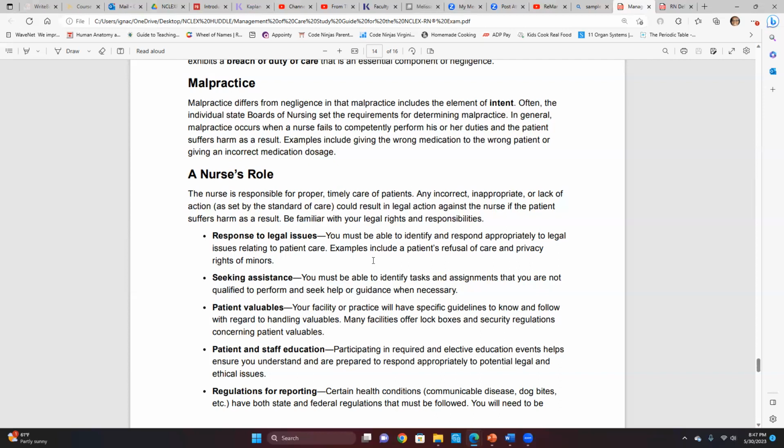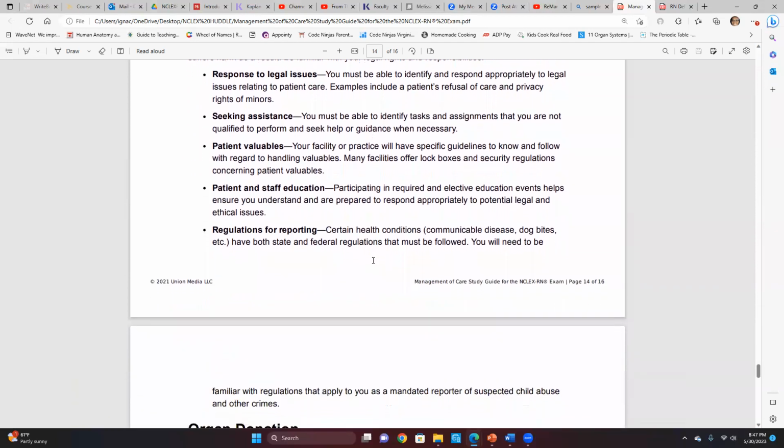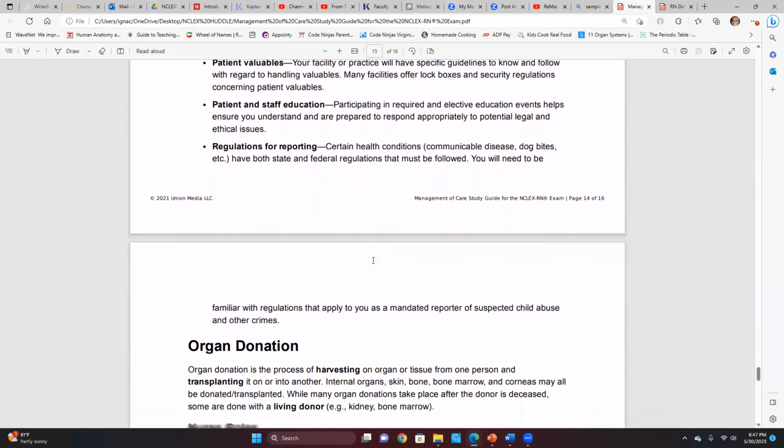Now, if some kind of medication error happens, there's some negligence, there's some kind of malpractice, the first thing we're going to do is check the patient. We will assess the patient. So it could be a wrong medication dosage given, right? The first thing we want to do is assess the patient. And of course, we're going to write an incident report, but remember that incident report does not go inside the patient's medical record. Okay. All right. So the nurse has to respond to legal issues, seek assistance, and make sure patient valuables are secure.